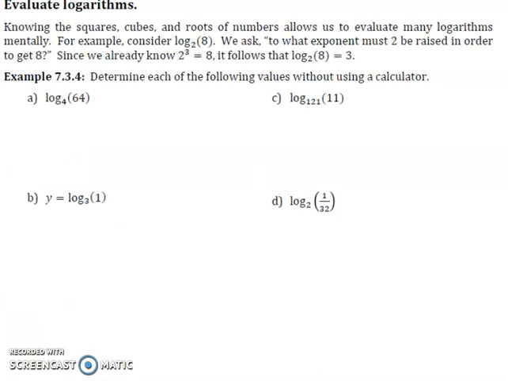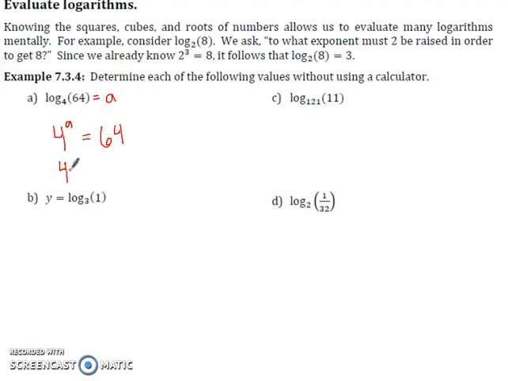To evaluate logarithms, I prefer to set them up as an equation. So I'm going to say that this is equal to maybe a. And we are asked to determine each of these without using a calculator. So I'm going to set this up by saying this is 4 to the power of something is equal to 64. So I am looking for the exponent on 4 that gives me an answer of 64.